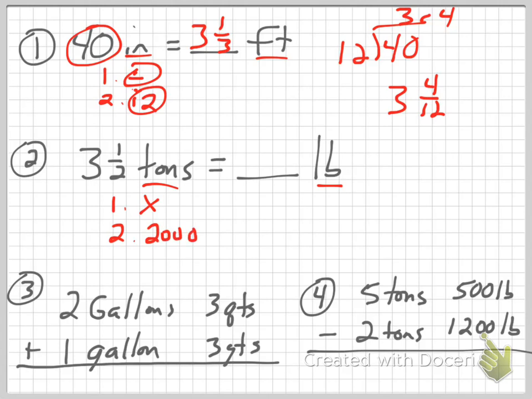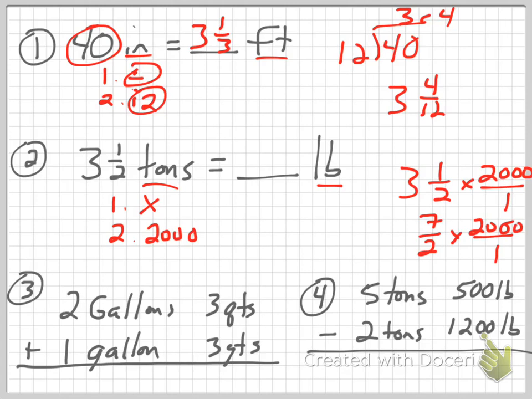2,000. 3 and 1/2 times 2,000, which is 7 over 2 times 2,000 over 1. Can I reduce anything? Divide by 2, divide by 2. This is now 1,000, and that's a 1. 7 times 1,000 is 7,000. And you should be able to look at that and go, that makes sense, right? I mean, if 1 ton is 2,000, 3 tons is 6,000, well, then 3.5 tons, that makes sense. You should be able to look at that and see that, yeah, that's probably right.